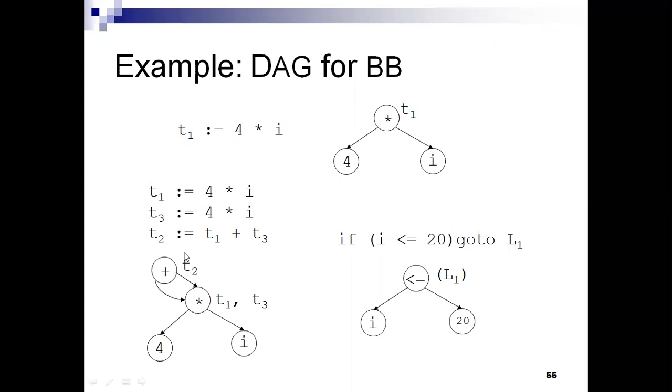And what is T2? T2 is T1 plus T3. Now I need to write T2. Here the operator is plus. So T1 plus T3 is equal to T2. This is in T2, right? By the operator plus, T1 plus T3. What it means is T2 is equal to T1 plus T3. What is T1? 4 into I. What is T3? 4 into I.